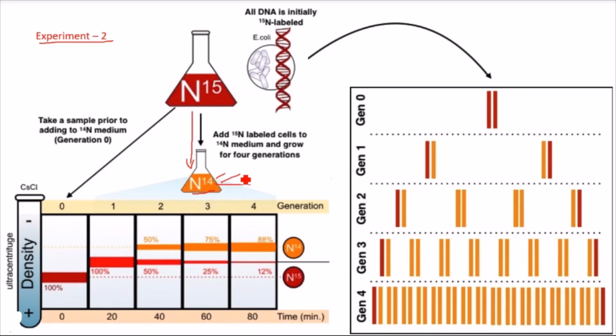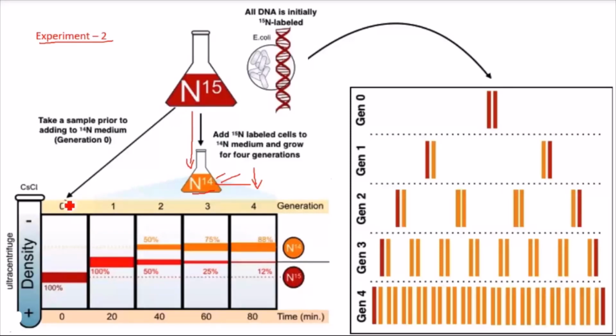Is it clear? So before introducing the E. coli into this medium, what medium? N14 medium. E. coli taken from N15 medium. In N15 medium the E. coli is known to contain nitrogen that is the heavy isotope. Heavy isotope nitrogen is found in the DNA which is isolated from the culture medium. So before introducing into it, the DNA is taken and centrifuged and the DNA band formation is observed. 100% heavy nitrogen is found in this.